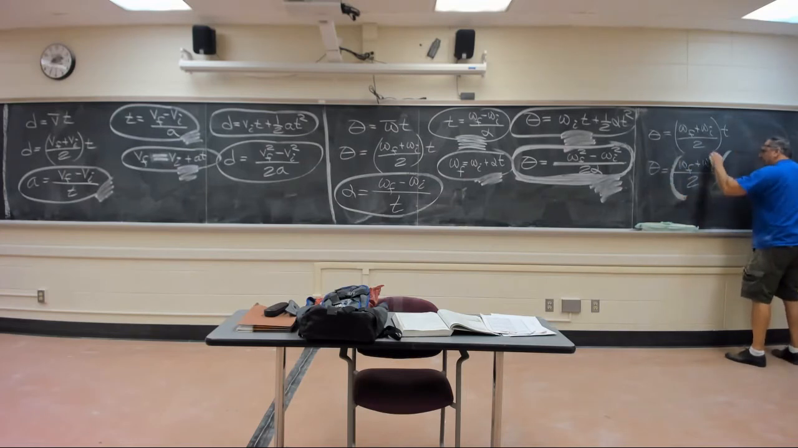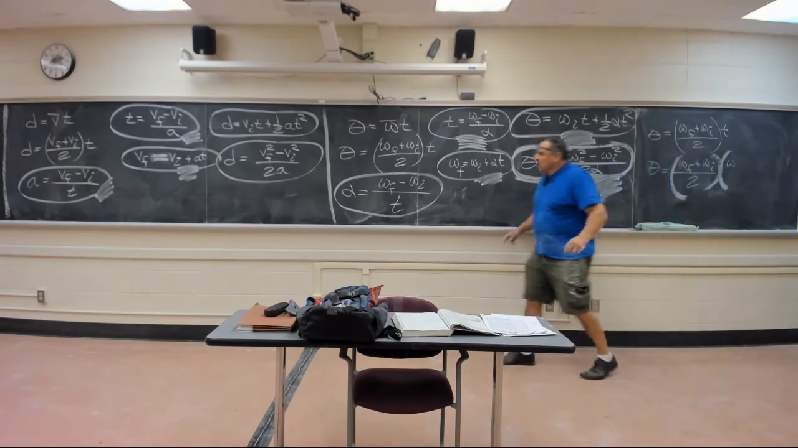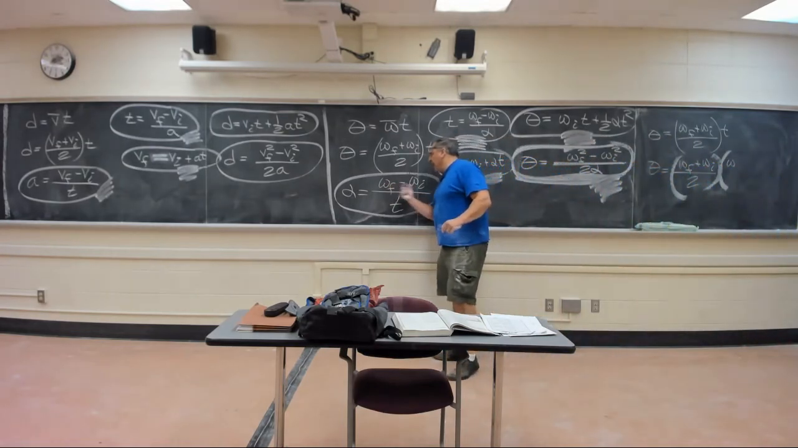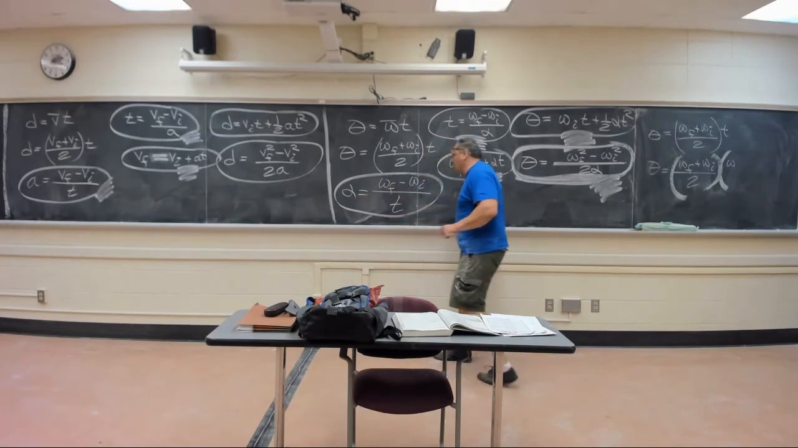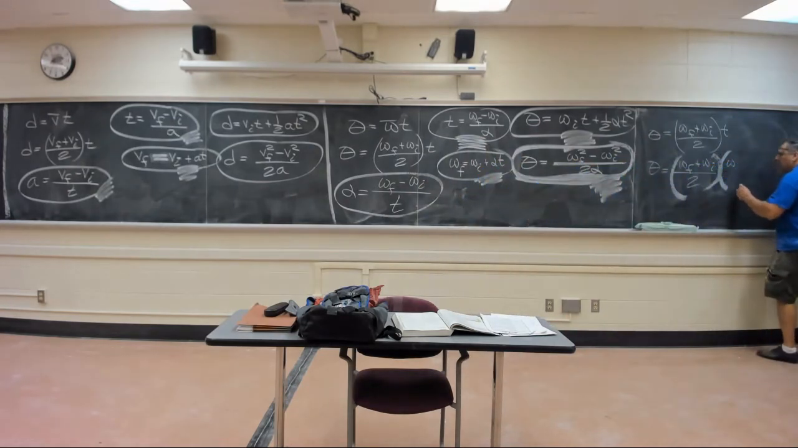So I got omega f plus omega i over 2. For t, I can use the change in angular velocity. The change in angular velocity divided by time is angular acceleration. Sounds good to me.